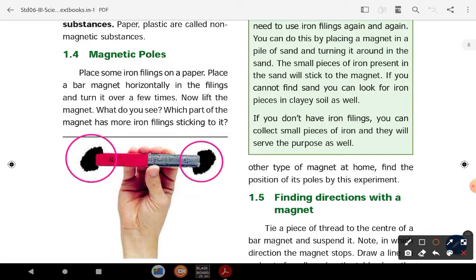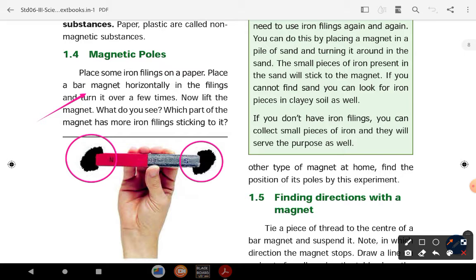Okay, let me read it. Place some iron filings on a paper. Place a bar magnet horizontally in the filings and turn it over a few times. Now, lift the magnet. What do you see? Which part of the magnet has more iron filings sticking to it? See, children, I have placed the arrow as I am reading, so you can understand, you can read. You should also learn, children. You are in 6th standard.